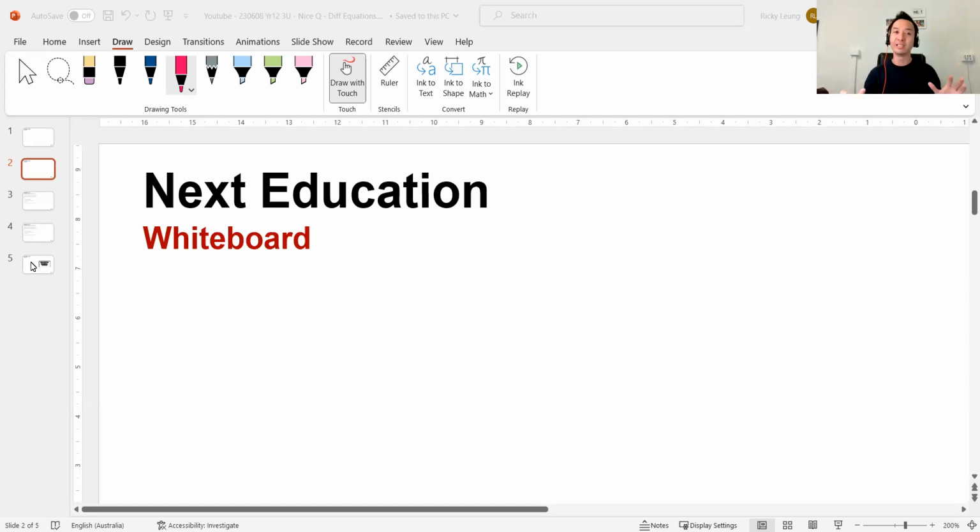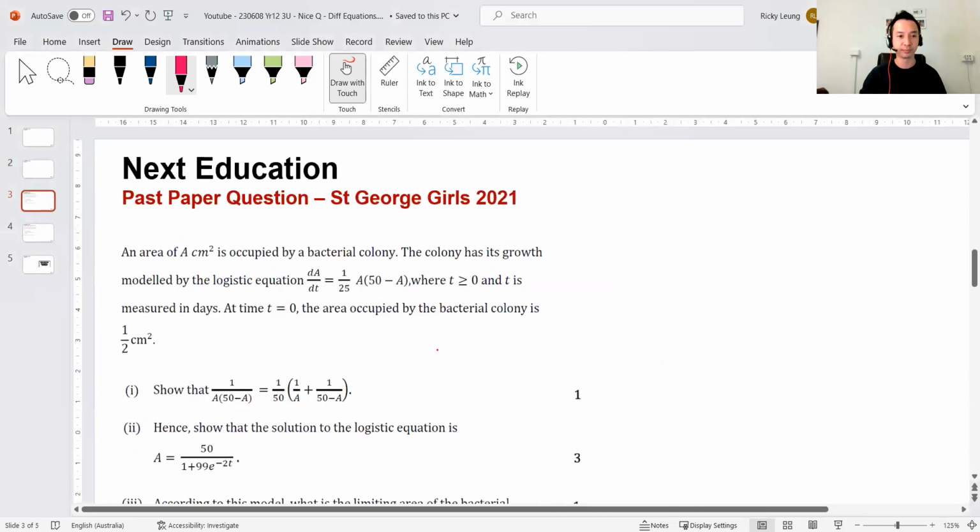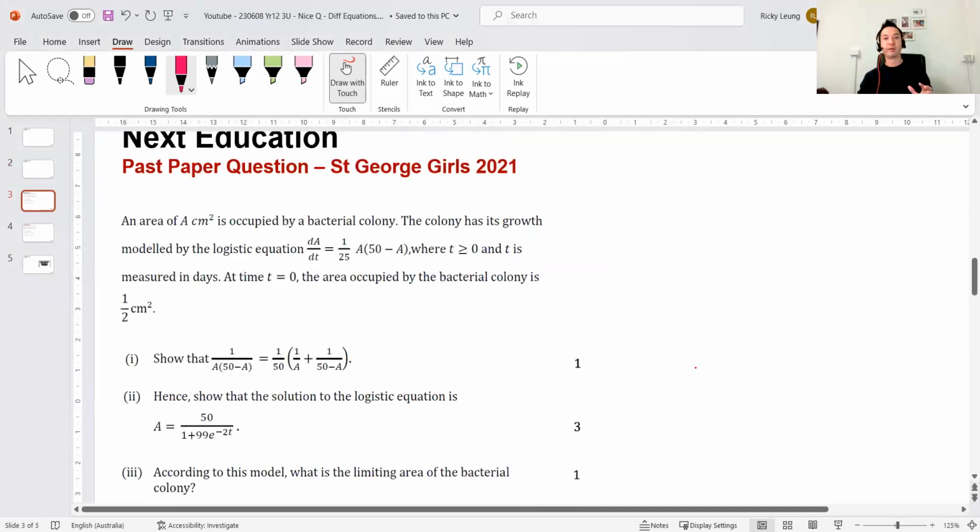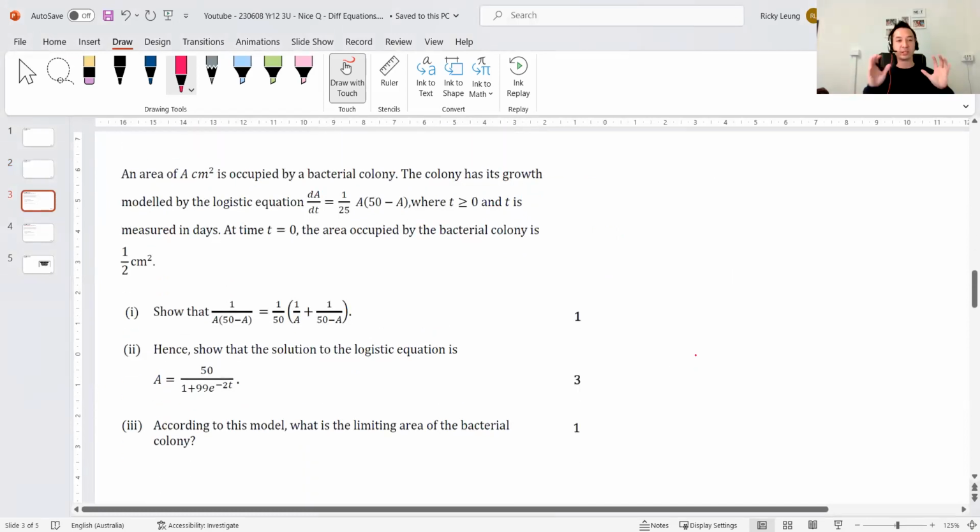So today's lesson is in the Extension 1 syllabus from the topic of differential equations. A very classic question that touches on logistic growth, so applications of differential equations, logistic growth, very common. Here we go, let's just do it. So this is from St George Girls 2021. So very quickly, just walking through this.